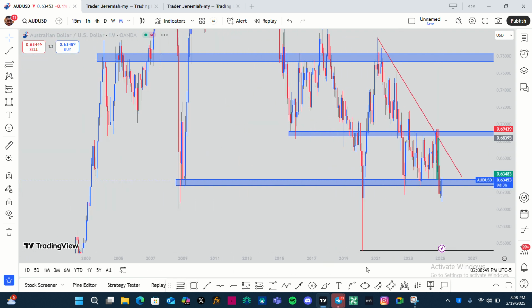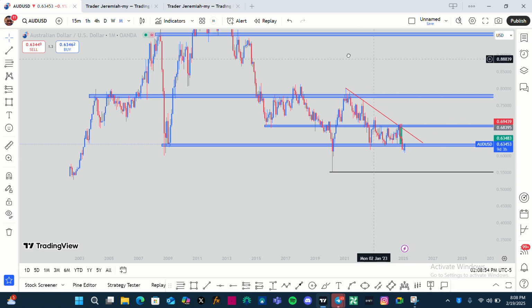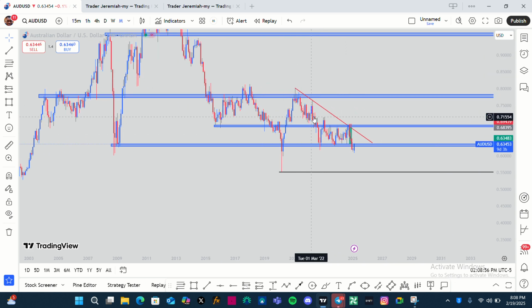So that's how you use the major key levels. That's how it works. They are just going to be the ones to guide you on when to enter the trade, when to get out of the trade, and where to place your take profit and stop loss. So do you have any questions?